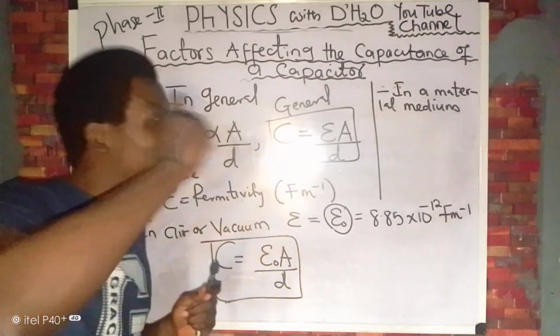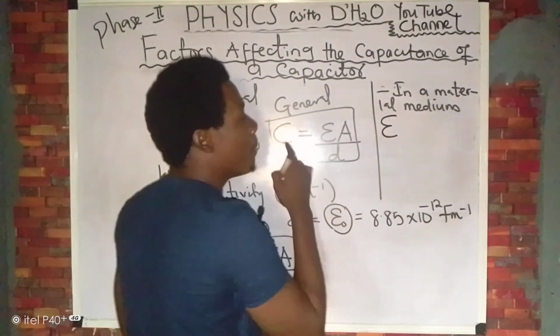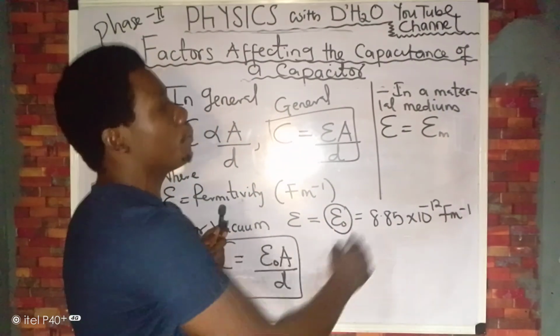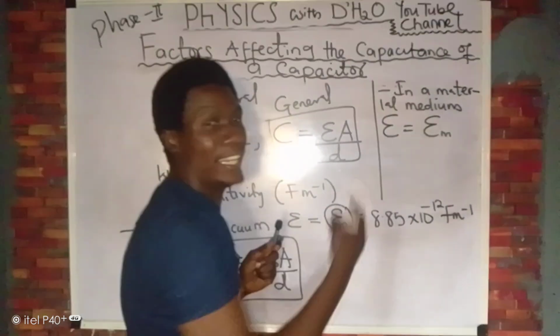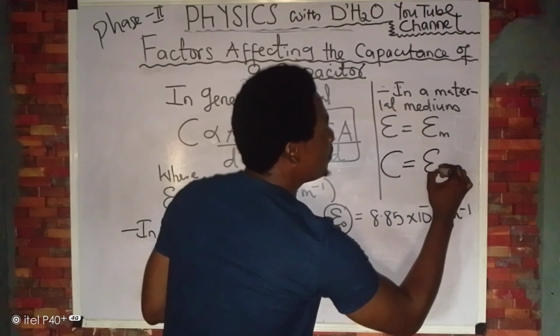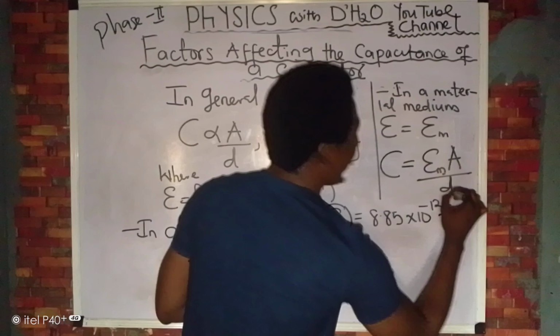If there's a glass between the plates, then this, which stands for the general permittivity, will become epsilon n, which means permittivity of the material. At that instant, capacitance will become permittivity of the material times A over D.